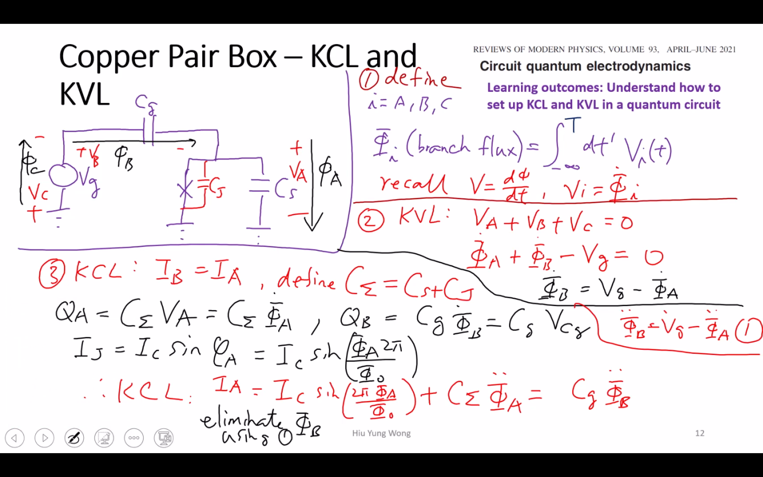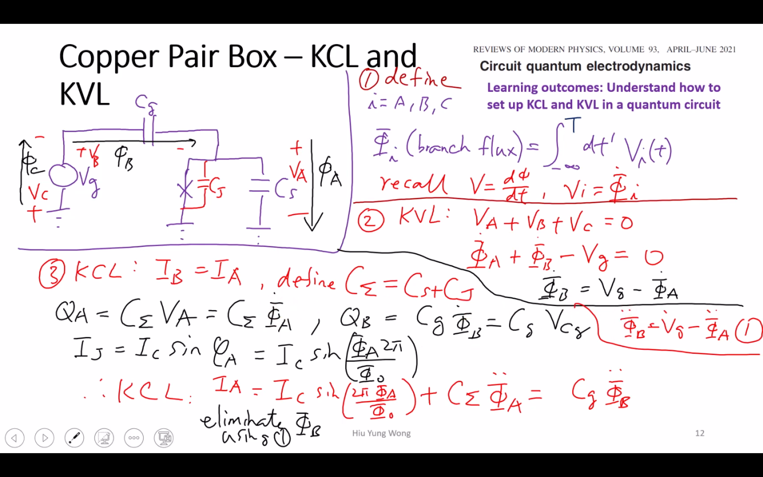Question: isn't the current through the capacitor just dQ/dt? Yes, dQ/dt. Where does the C sum come in? Because Q equals C sum times VA, which is flux A dot. So taking dQ/dt, I get C sum times phi A dot dot. Very good question. I know this is very confusing and difficult to see with these dots. Is everyone okay with this?